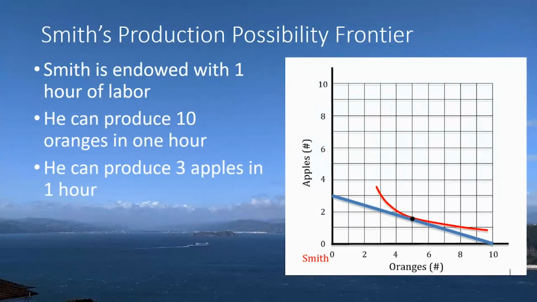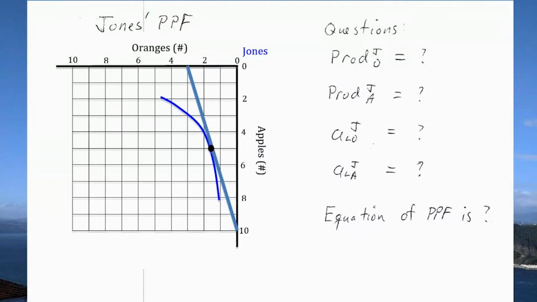All right, now let's go to Jones's production possibility frontier. And I ask you the question again, what is now Jones's opportunity cost for orange production? Jones's opportunity cost for orange production. Okay, the answer is going to be 10/3, and it's going to be in units of apples per orange. So 10/3 apples per orange.